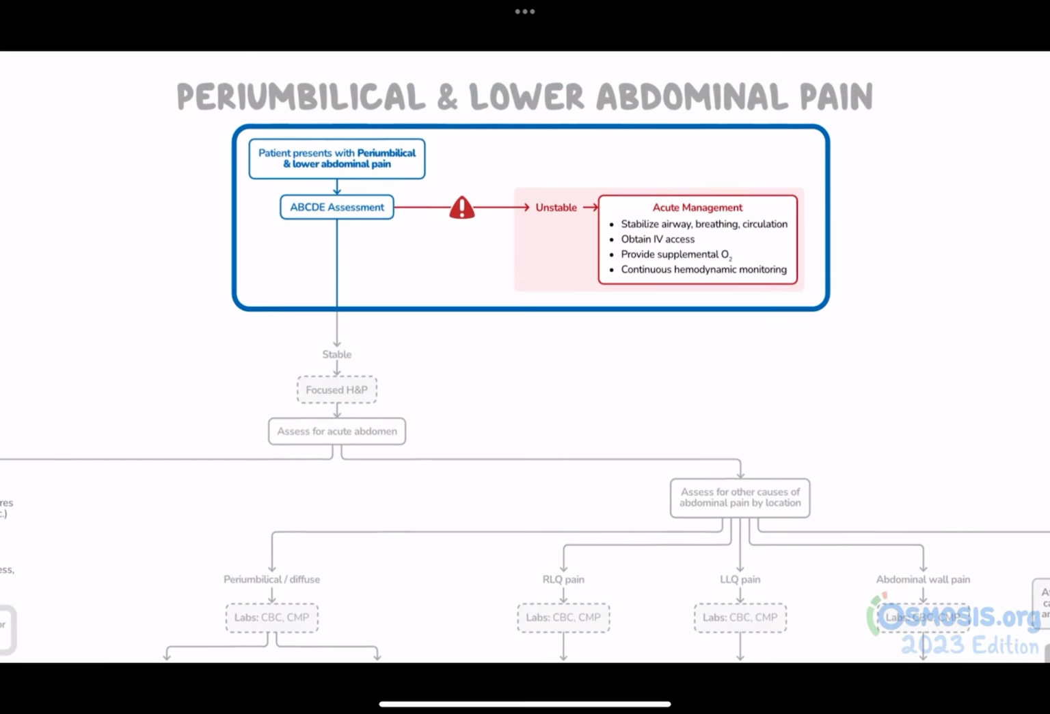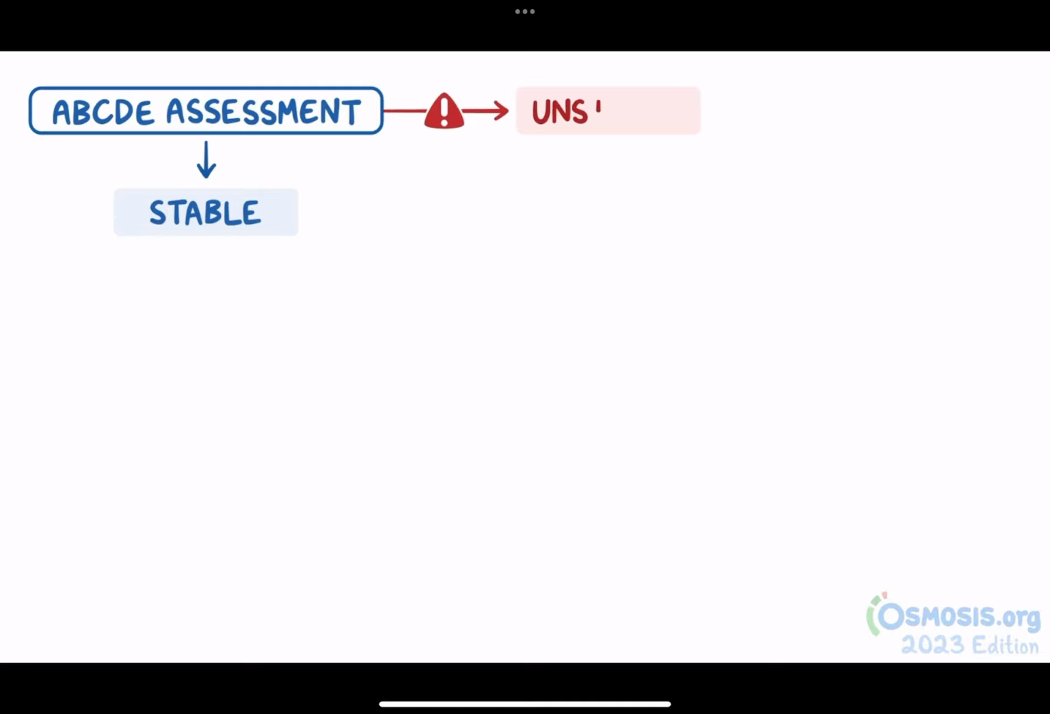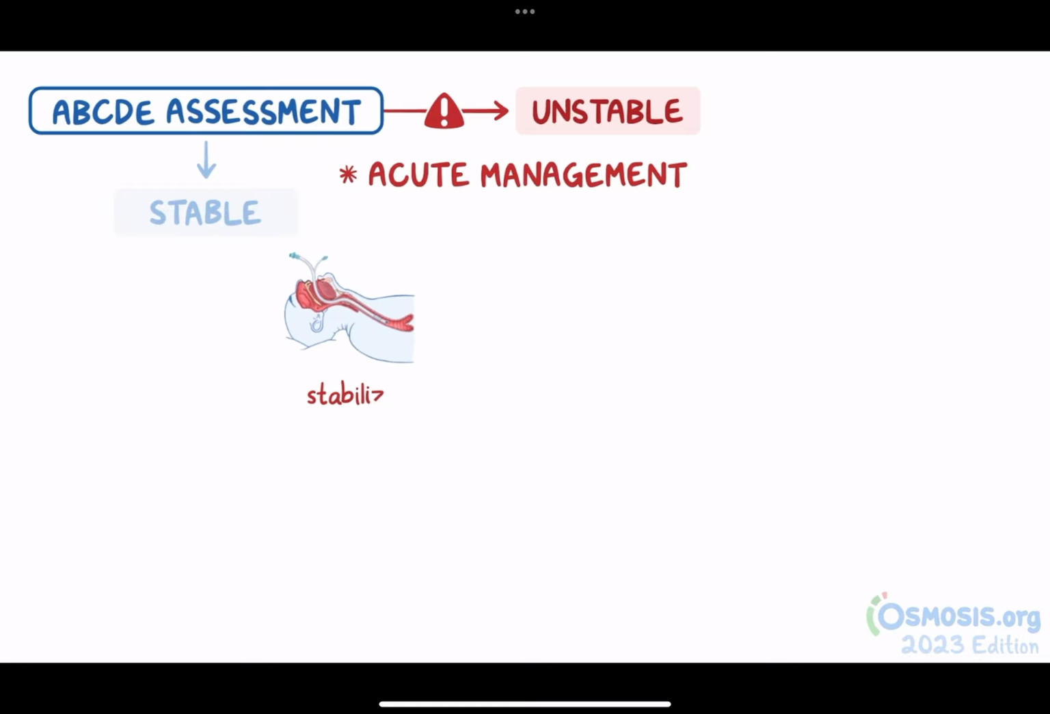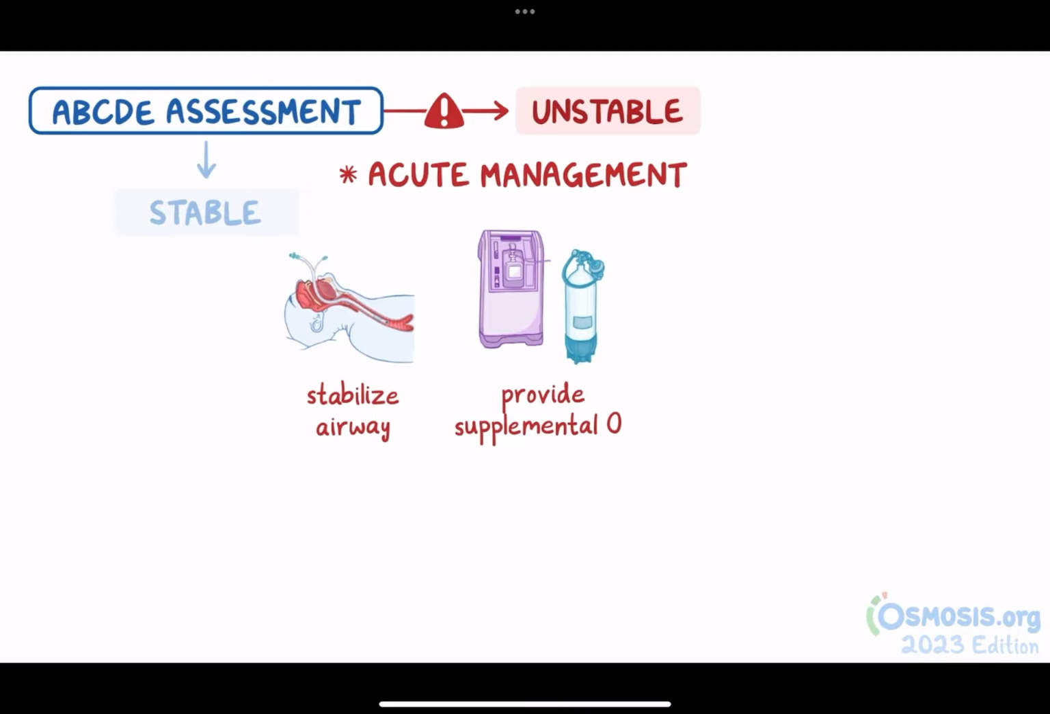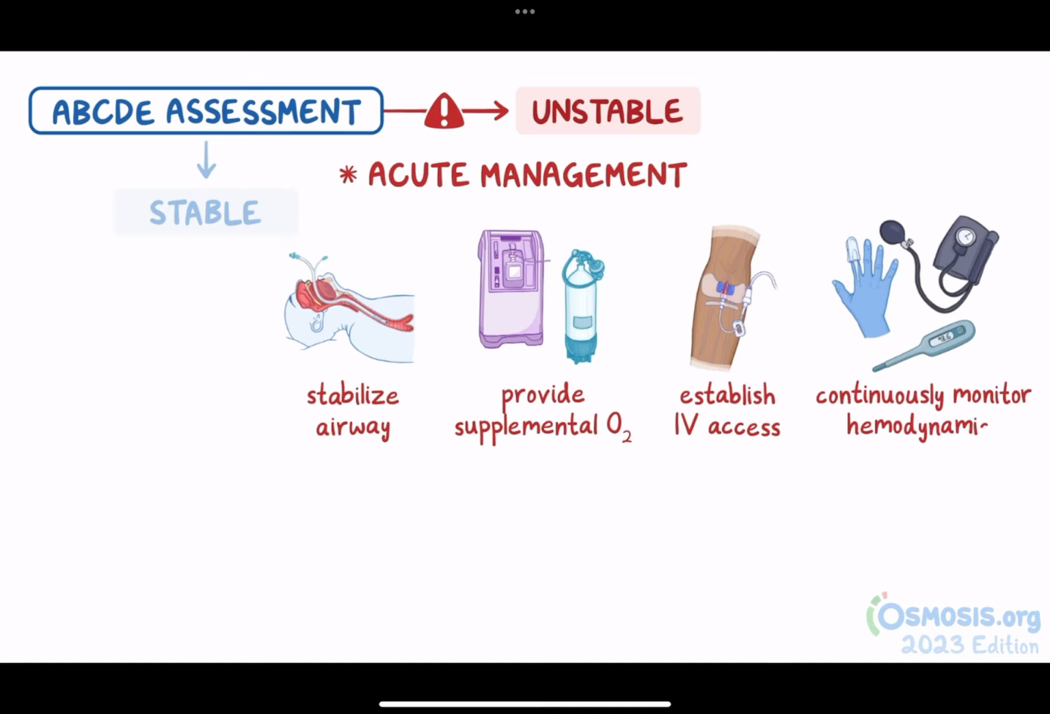The first step in evaluating a patient with abdominal pain is to assess their ABCDE to determine if they are stable or unstable. If the patient is unstable, start acute management before doing any diagnostic workup. This means that you might need to stabilize their airway, provide supplemental oxygen, establish IV access, and continuously monitor hemodynamics.